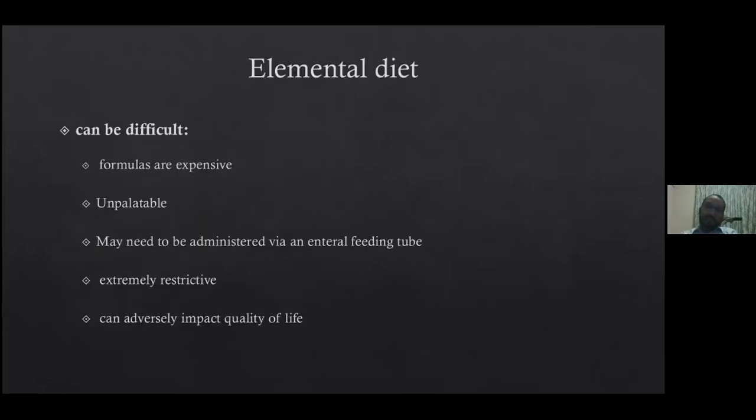Start with the elemental diet, which can be difficult. The formulas are expensive, unpalatable, may need to be administered by enteral feeding tube, and are extremely restrictive, which can adversely impact quality of life.